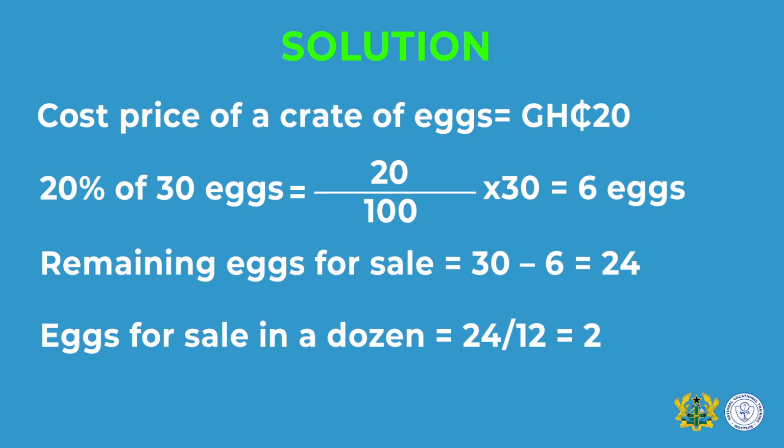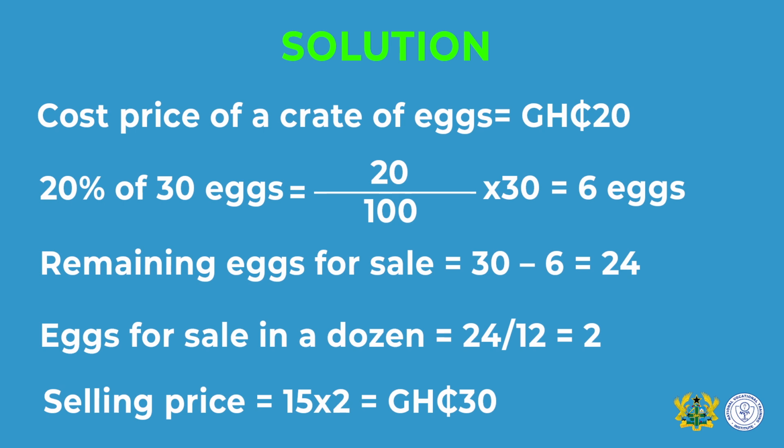So with this, a dozen he sold for 15 Ghana cedis. So if I have 2 dozen, you multiply 2 times your 15, as can be seen on the screen, and that will give us the selling price to be 30 Ghana cedis. So you see, a little analysis of the question can take you to the promised land. That is calculating the selling price.